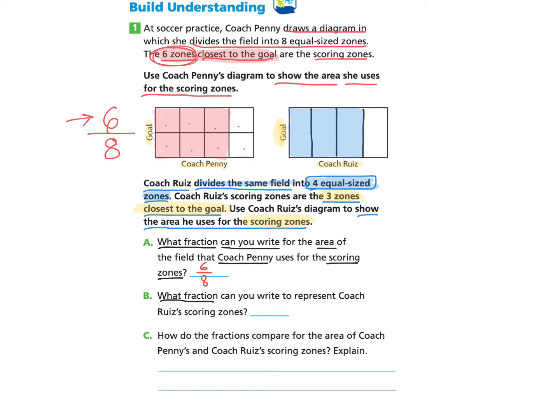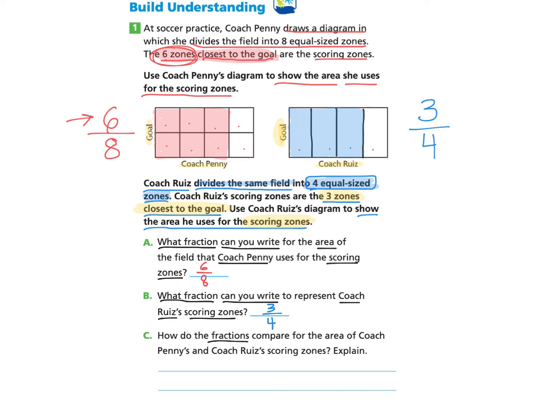What fraction can you write to represent Coach Ruiz's scoring zones? So we go over to Coach Ruiz's scoring zones, and we find that there are 1, 2, 3, 4. There are 4 zones, so that's going to be 4 equal parts as our denominator. And then how many are colored in or shaded? There are 3. So Coach Ruiz's scoring zone fraction is 3 over 4. Now we'll take a look at part C.